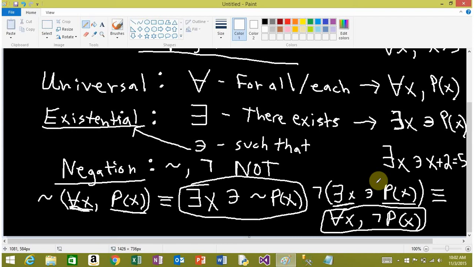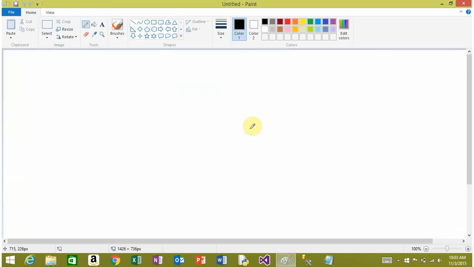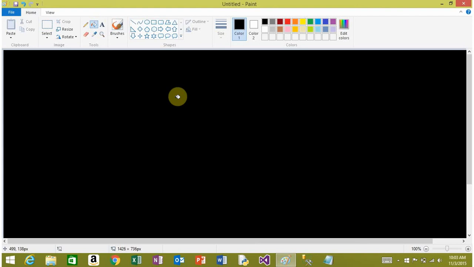We're going to go through some examples to see how this works in a more concrete way, and help us to understand how to apply these ideas. So we'll get a new board here. There we go. So let's look at an example.